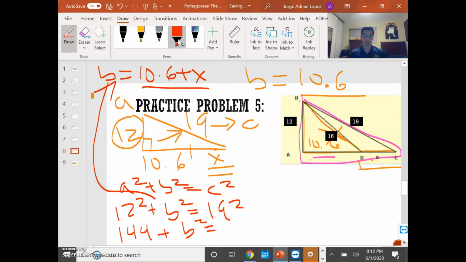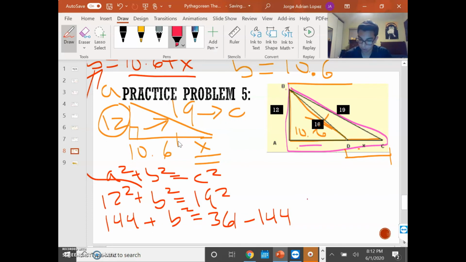Let me use my calculator because that's a lot to do in my head. 361. Alright? 19 times 19, 361. 12 times 12 is 144. So how do we get rid of 144? You subtract it. And so 361 minus 144, and then 144 minus 144. And that'll make our b squared by itself, okay?